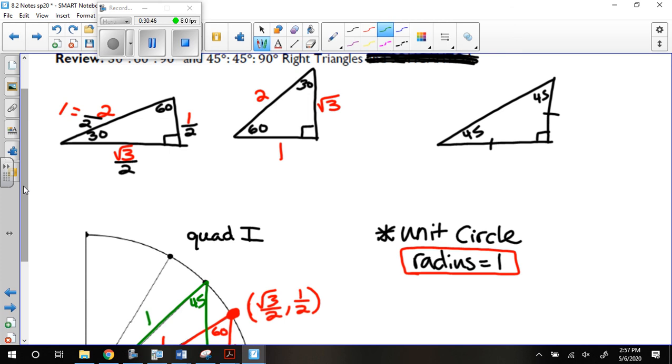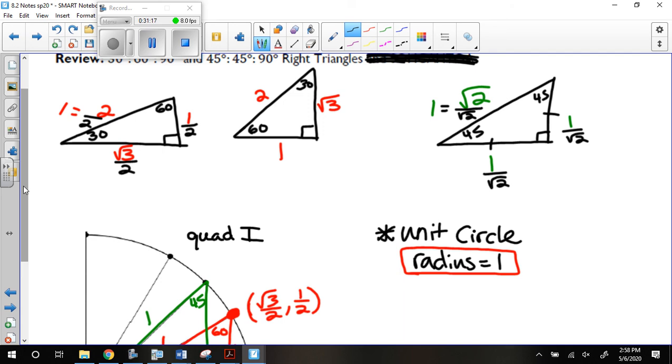Okay, so it was 1, 1, and square root of 2. In order for me to make my radius, which is the hypotenuse of this triangle, be a 1, you divide by the square root of 2, because square root of 2 divided by square root of 2 equals 1. And so since I'm dividing by the square root of 2, I would divide these by the square root of 2.